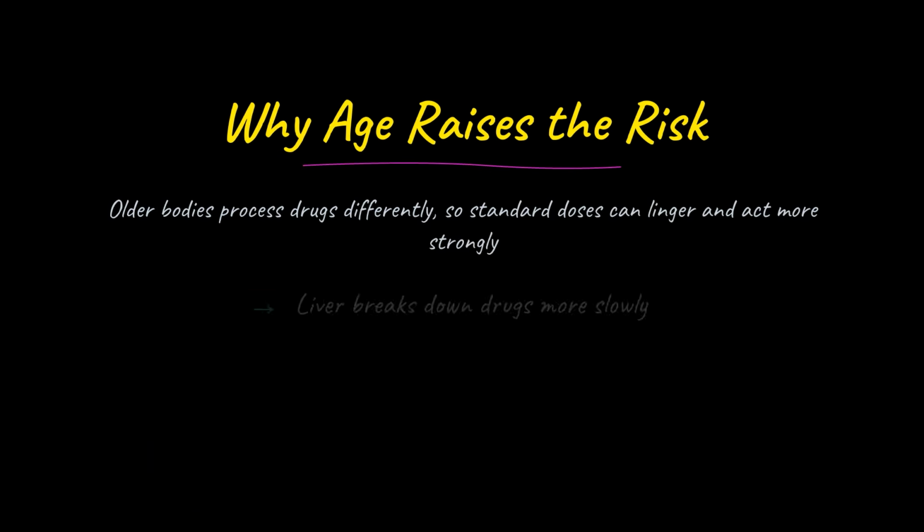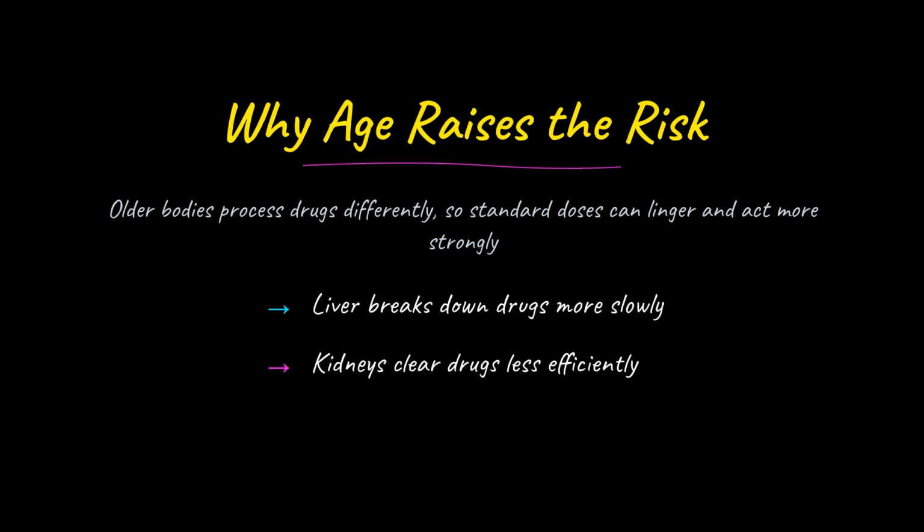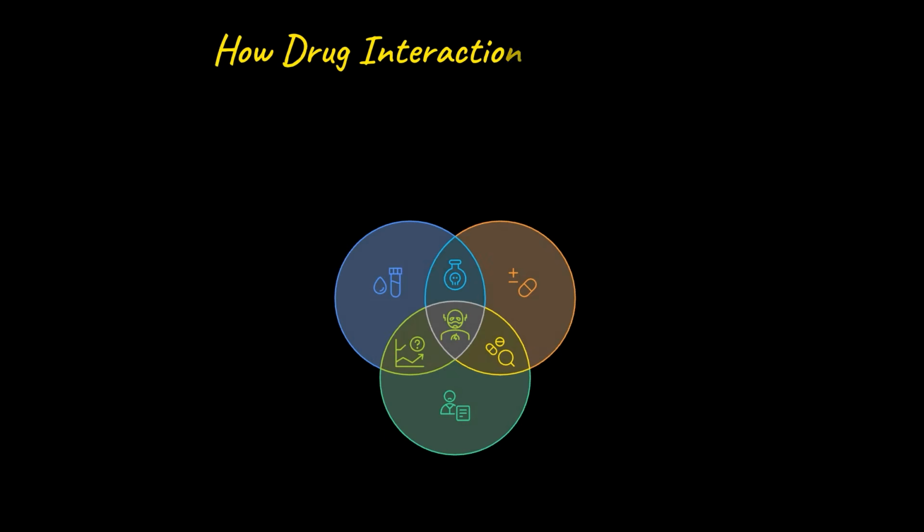Aging changes the body's ability to handle medications. The liver slows its breakdown, the kidneys clear drugs less efficiently, and shifts in body composition mean a normal dose can linger far longer than expected. And when several such drugs stack together, the risk rises faster than the number of drugs alone would suggest.